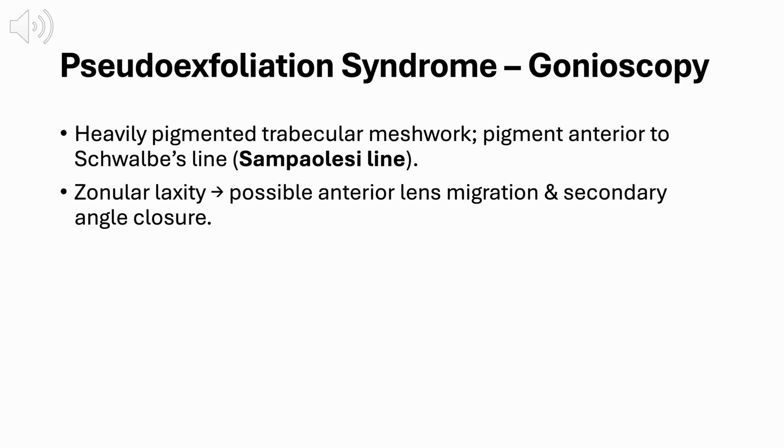On gonioscopy, pseudoexfoliation syndrome often reveals a heavily pigmented trabecular meshwork, sometimes with pigment deposited anterior to Schwalbe's line, forming what is known as a Sampaolesi line. This pigment dispersion results from chronic shedding of material and iris pigment into the aqueous. Additionally, zonular laxity can allow the lens to shift forward, predisposing the patient to secondary angle closure. Recognizing these gonioscopic features is critical, not only for diagnosis, but also for anticipating potential complications in both disease progression and surgical management.